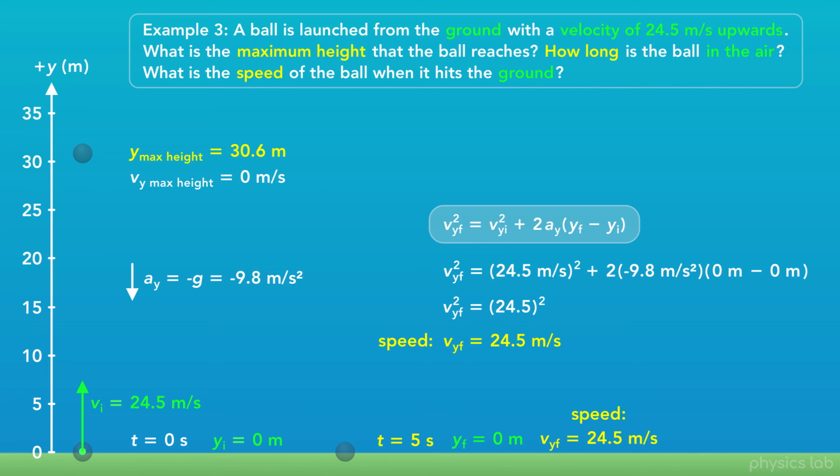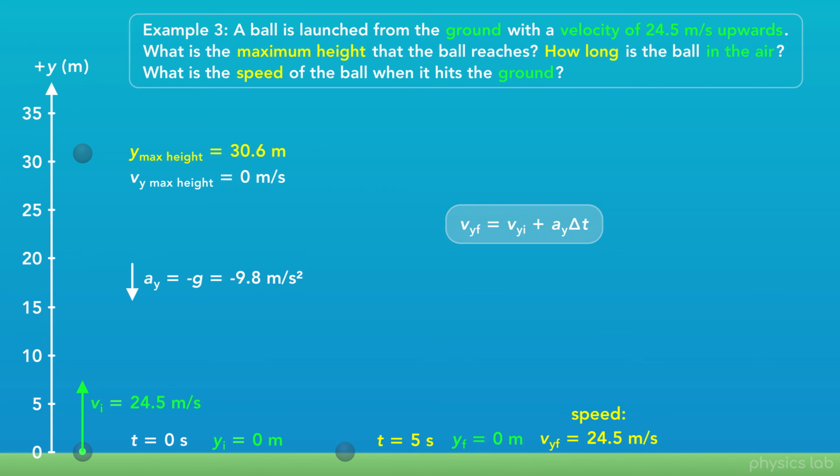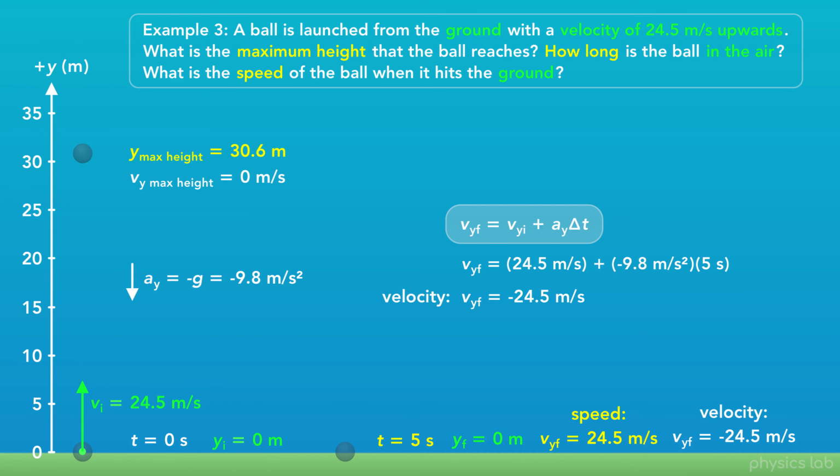But now that we know the final time when the ball hits the ground, we could also find the speed using this equation. We plug in 24.5 meters per second for the initial velocity, negative 9.8 meters per second squared for the acceleration, and 5 seconds for time. That gives us negative 24.5 meters per second for the final velocity, and the final speed is the absolute value of the velocity, so positive 24.5 meters per second.